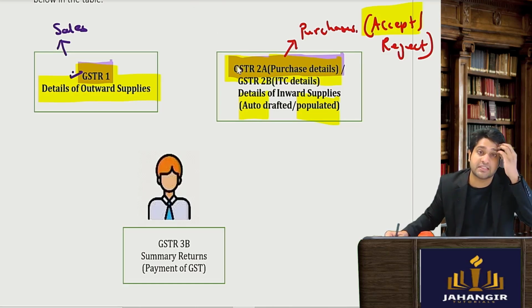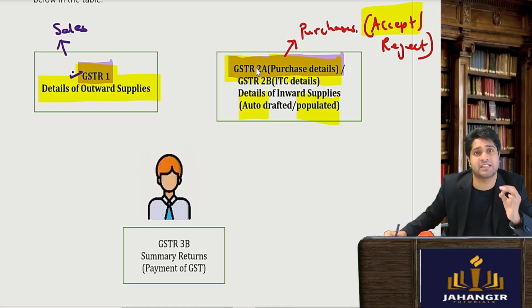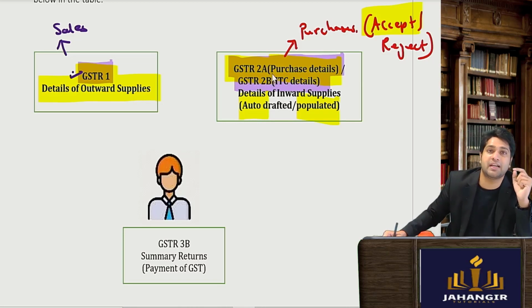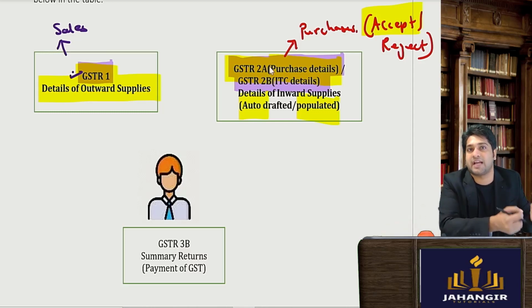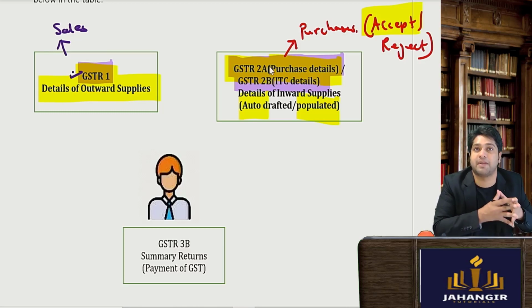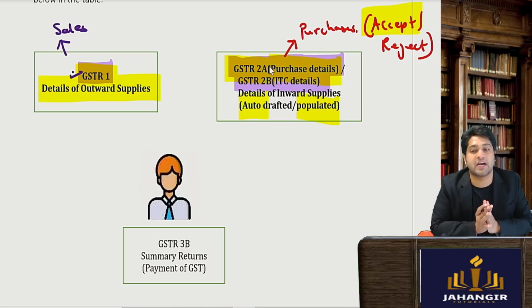which is found out from your GSTR 2A, GSTR 2B will be auto populated or auto drafted again, which will contain how much credit is available to you. What is credit? How much tax did you pay on your purchases? It will contain only details of your taxes paid. So GSTR 2B contains the details of the ITC available to the purchaser or the dealer.